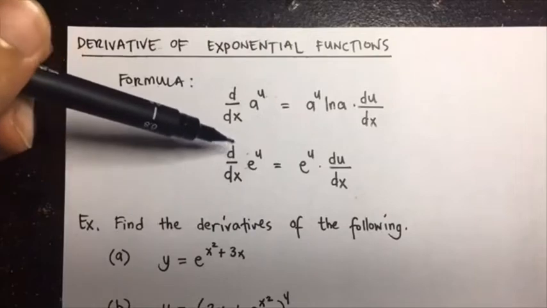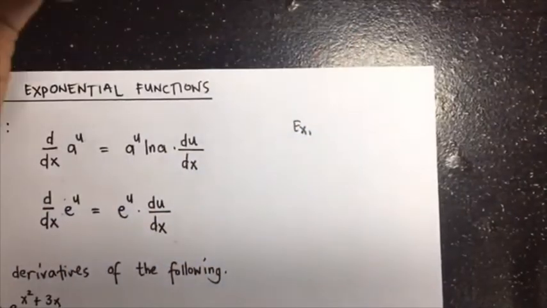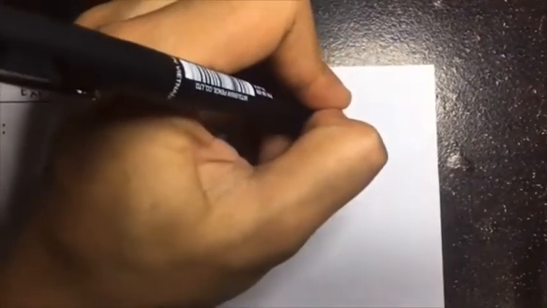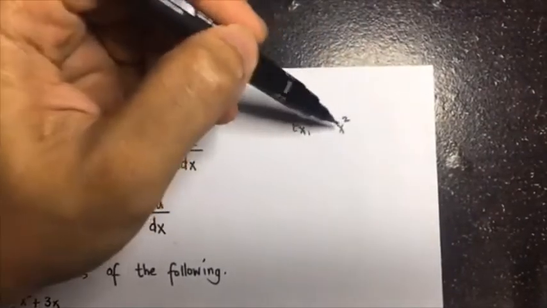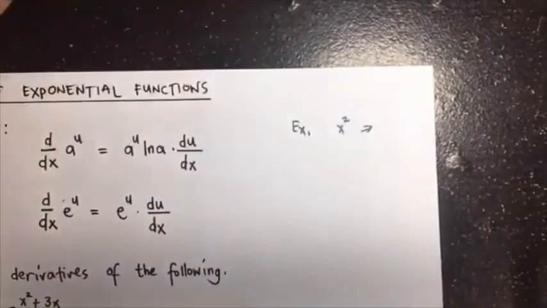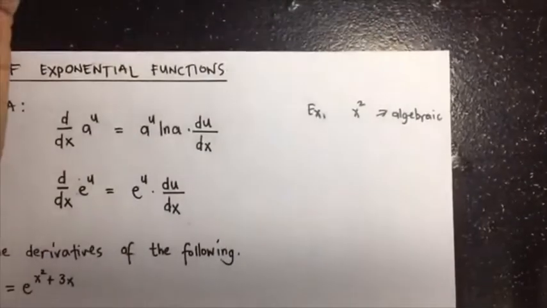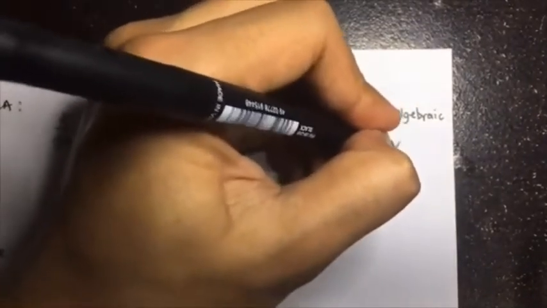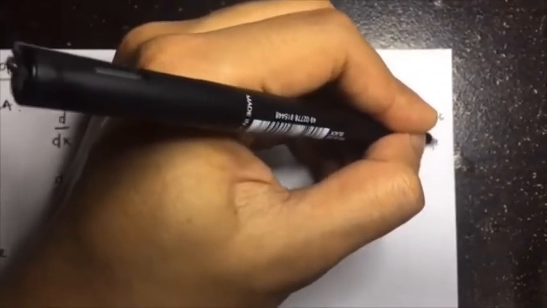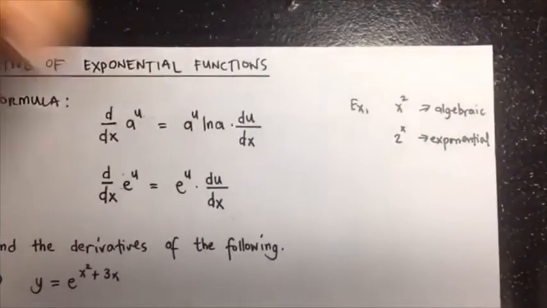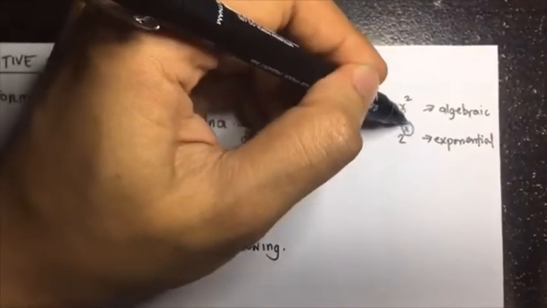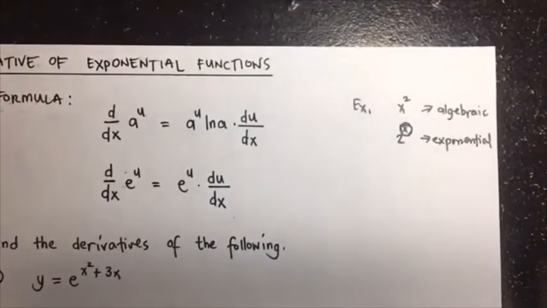Say for example, if you say x squared, okay, so when you say x squared, that is only an algebraic function. Okay, this is algebraic. But when we say 2 raised to the power of x, this is already exponential. Okay, so see the difference. So in exponential functions, the exponents are variables.